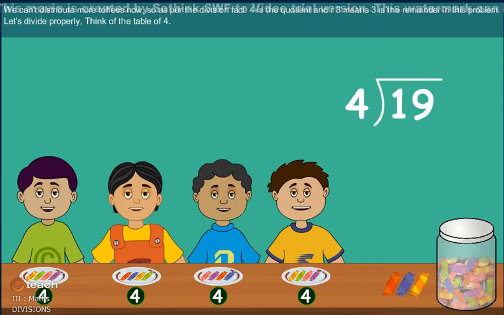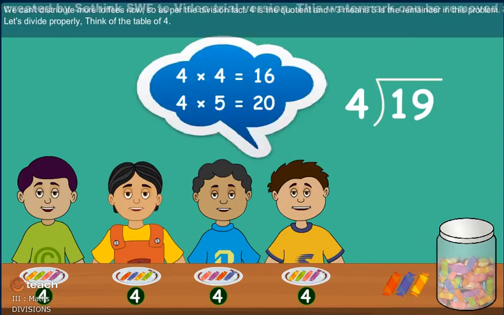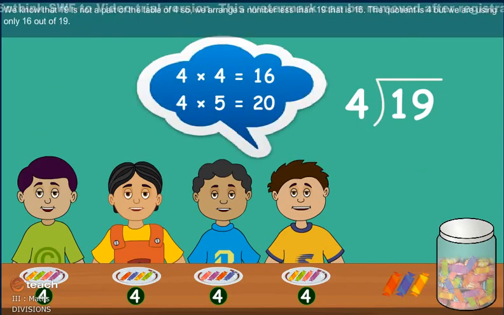Let's divide properly. Think of the table of 4. We know that 19 is not part of the table of 4. So, we take a number less than 19, that is 16.